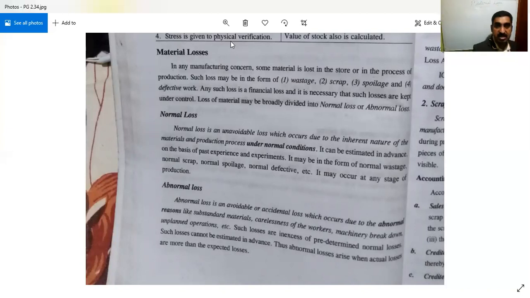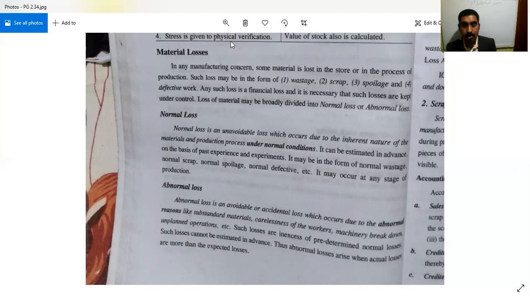In any manufacturing concern, some material is lost in the store or in the process of production. ഒന്നെങ്കിൽ ഉൽപാദന പ്രക്രിയയിൽ അല്ലെങ്കിൽ സ്റ്റോർ ചെയ്ത് തന്നെ some of the materials are lost. Maybe in the form of scrap or wastage or spoilage or defective work. 4 കേസാണ് ഓർക്കേണ്ടത്. Any such loss is a financial loss, and it is necessary that such losses are kept under control. അങ്ങനെയുള്ള ലോസസ് ഉണ്ടാകാതിരിക്കാൻ നോക്കണം.